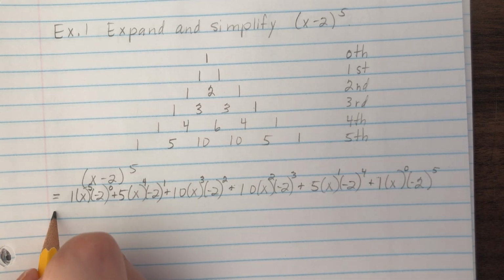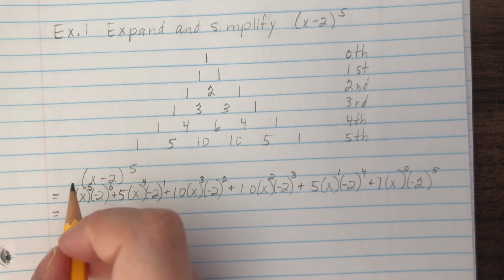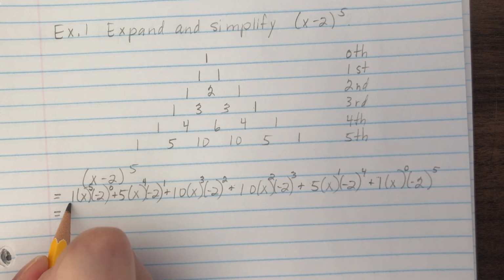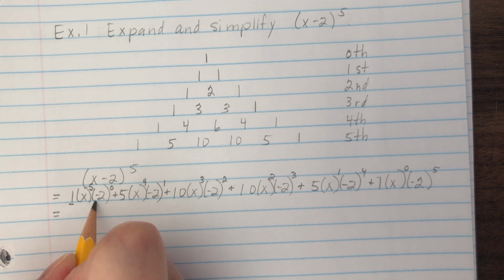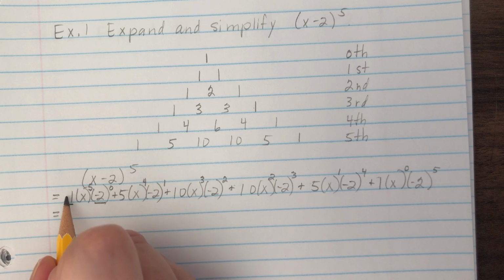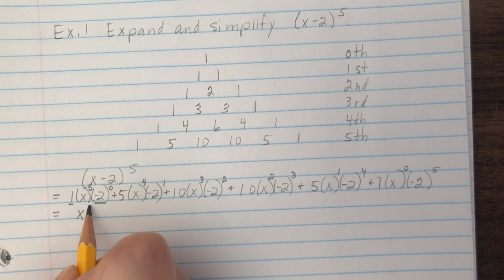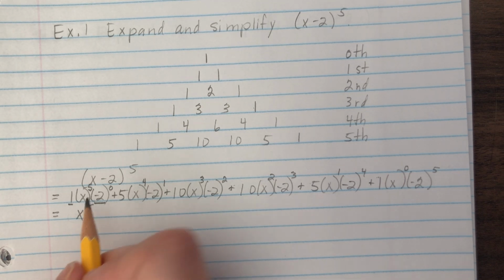And the next step is just to evaluate. So just focus on the numbers first and multiply. So we have 1 multiplied by the power of -2 to the exponent 0. Well, -2 to the exponent 0 is 1. 1 times 1 is 1. So we have 1 followed by x to the exponent of 5. I'm not going to write the 1 because it can be implied. I'm just going to write x to the 5. So x to the exponent of 5 would be the first term.